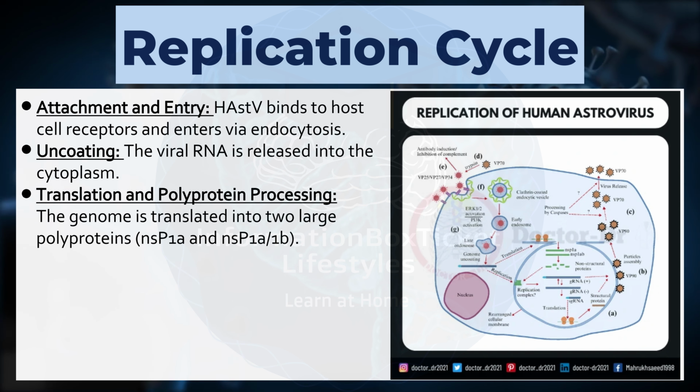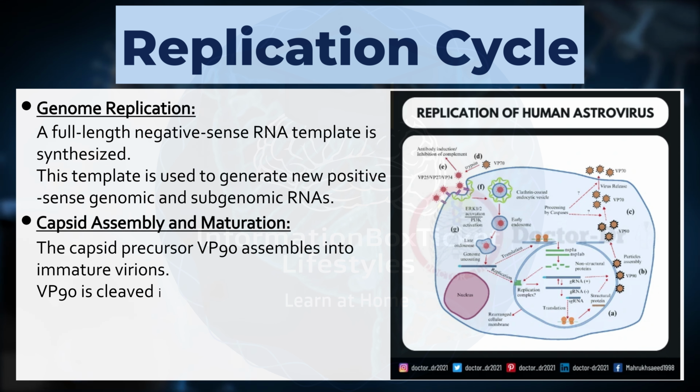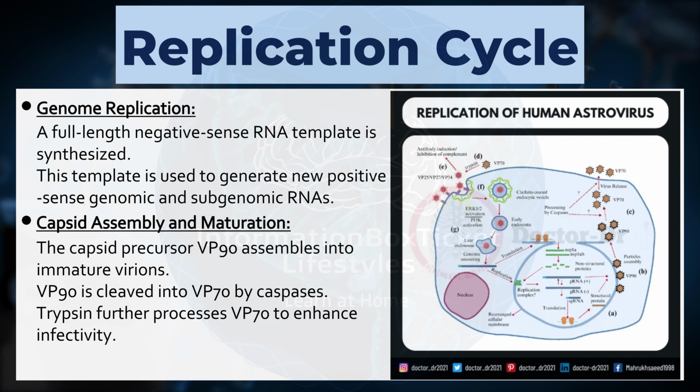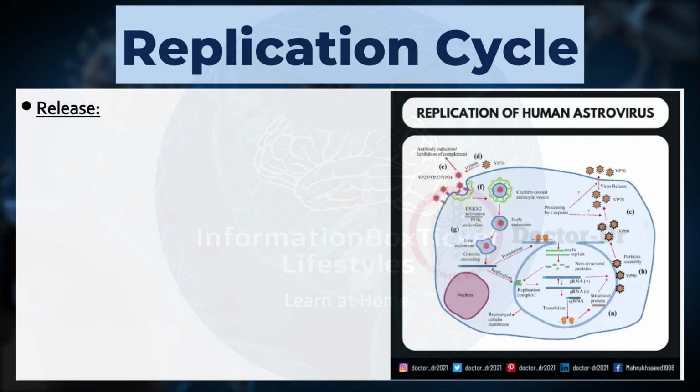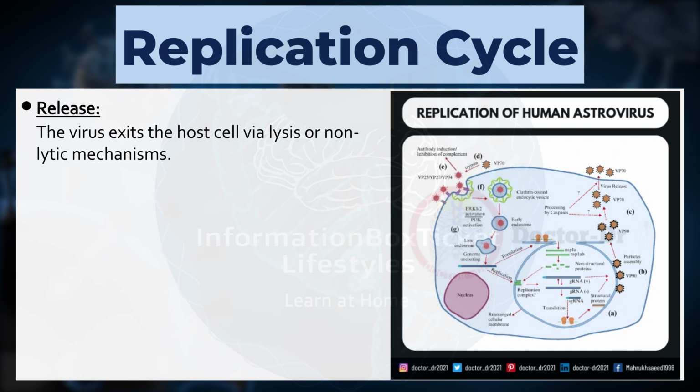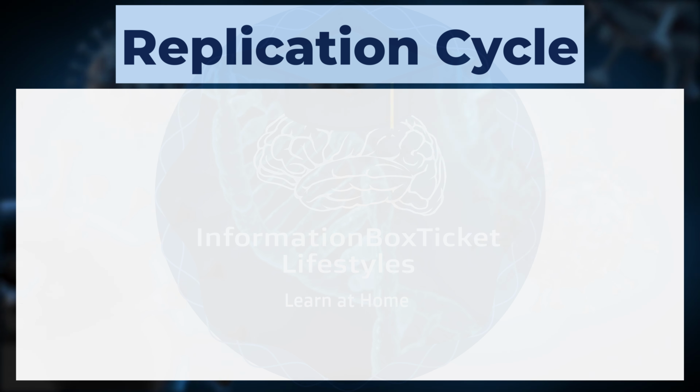Fifth, capsid assembly and maturation. The capsid precursor, VP90, assembles into immature virions. VP90 is cleaved into VP70 by caspases. Trypsin further processes VP70 to enhance infectivity. Sixth, release. The virus exits the host cell via lysis or non-lytic mechanisms.